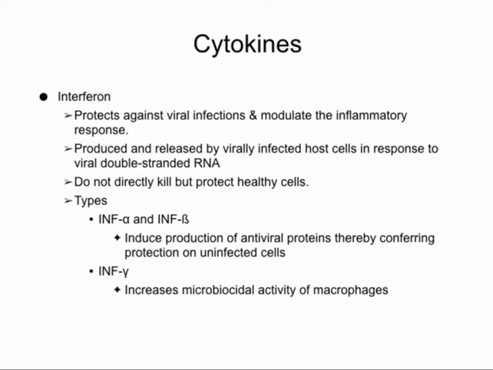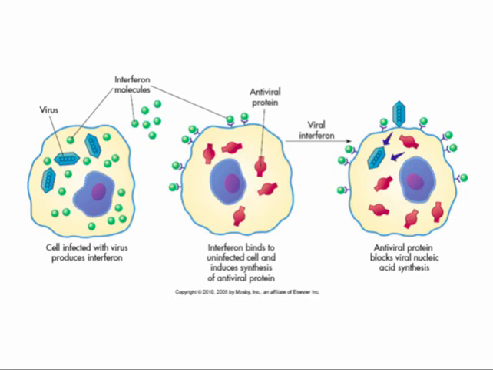There's different types. Once again, there's many. Interferon alpha, beta. You don't need to memorize all these. But basically, they produce antiviral proteins, so it protects those uninfected cells. So it's actually kind of a protective mechanism. Increases biocidal activity of macrophages, so it has an impact on that as well. This is just what I meant when we talk about interferon.